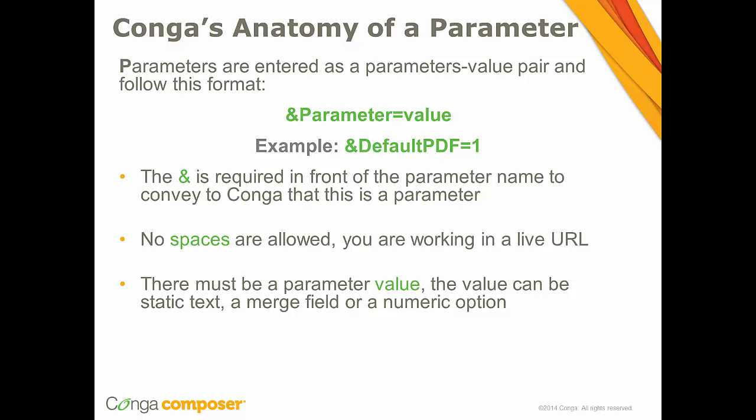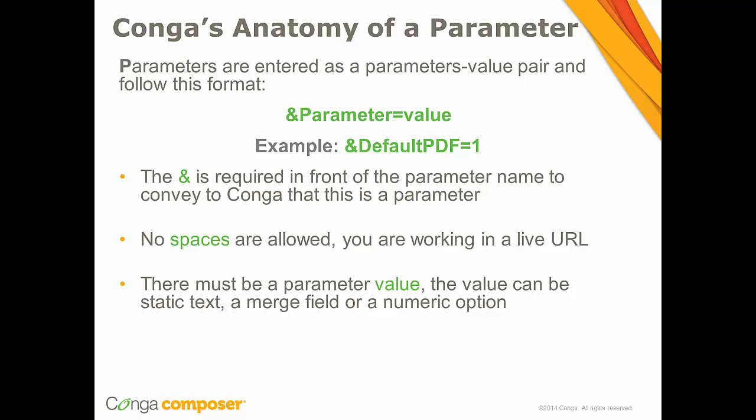You can add a parameter into the button URL by typing an ampersand, the parameter name, an equal sign, and the value of the parameter. They must be entered in this specific format: the ampersand, parameter name, equals, and then the value, just as the example shows here on the screen. The ampersand is required in front of the parameter name. This is basically to notify Conga that you are using a parameter and you want your solution to do the specific function of the parameter.